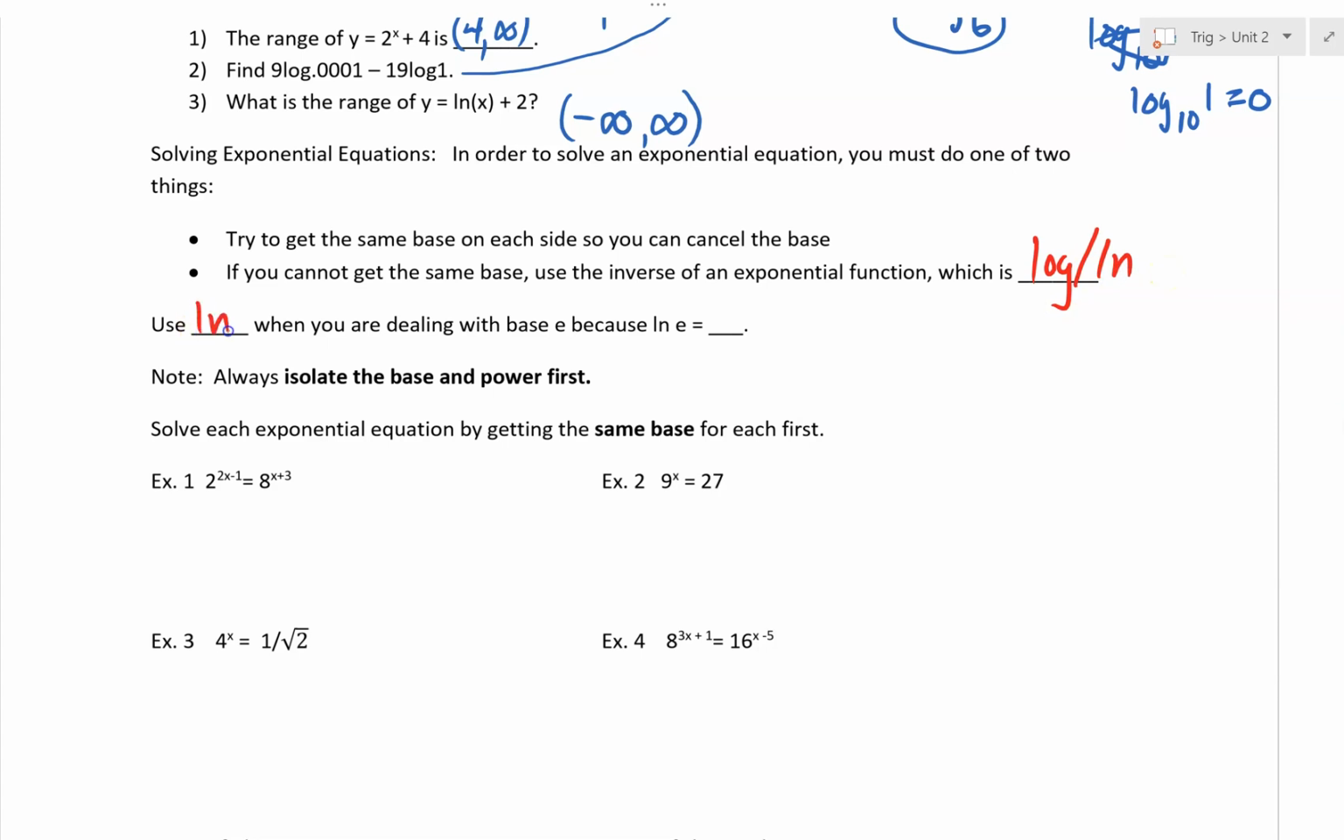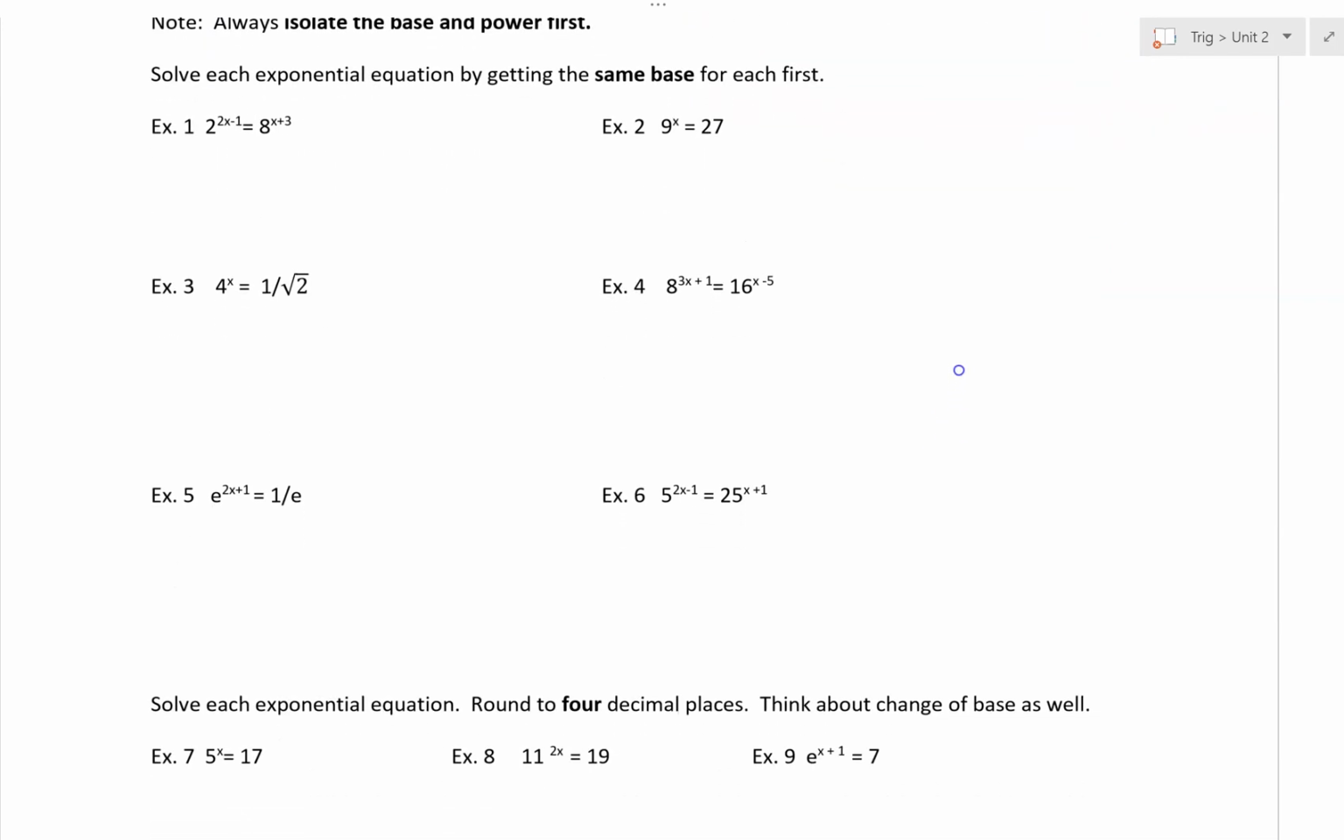And you're going to use ln when you're dealing with e because ln of e is equal to 1, which allows us to eliminate it. So note, always isolate the base and the power first. Solve each exponential by getting the same base for each.